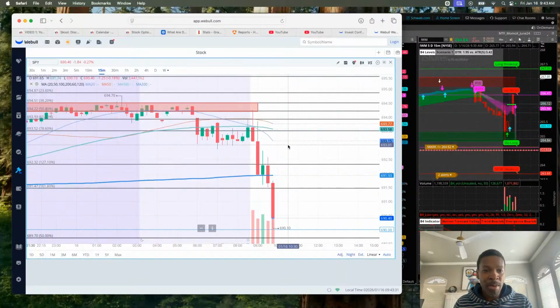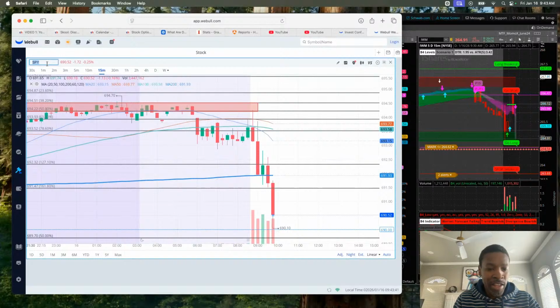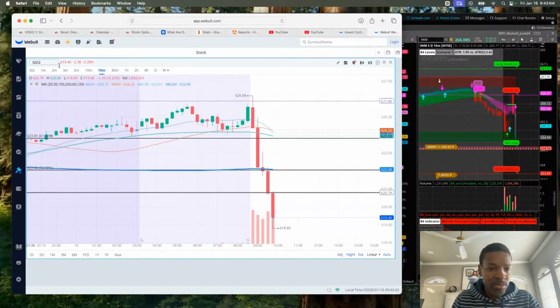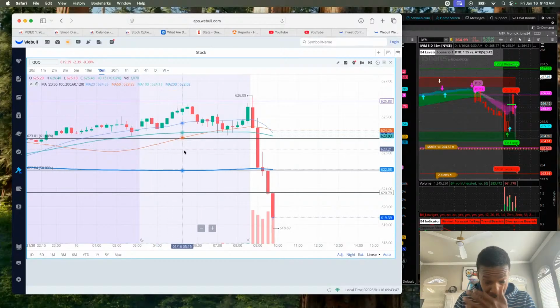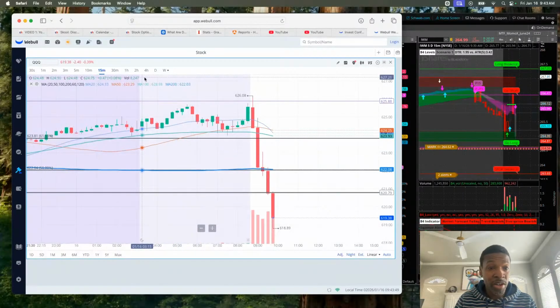While this is fresh on my mind, for SPY, 690 is a major level. It is a major level. So it's no wonder we're trading down to it. QQQ, that level was 620. See, we're under 620, right? So that's why the market is dropping.